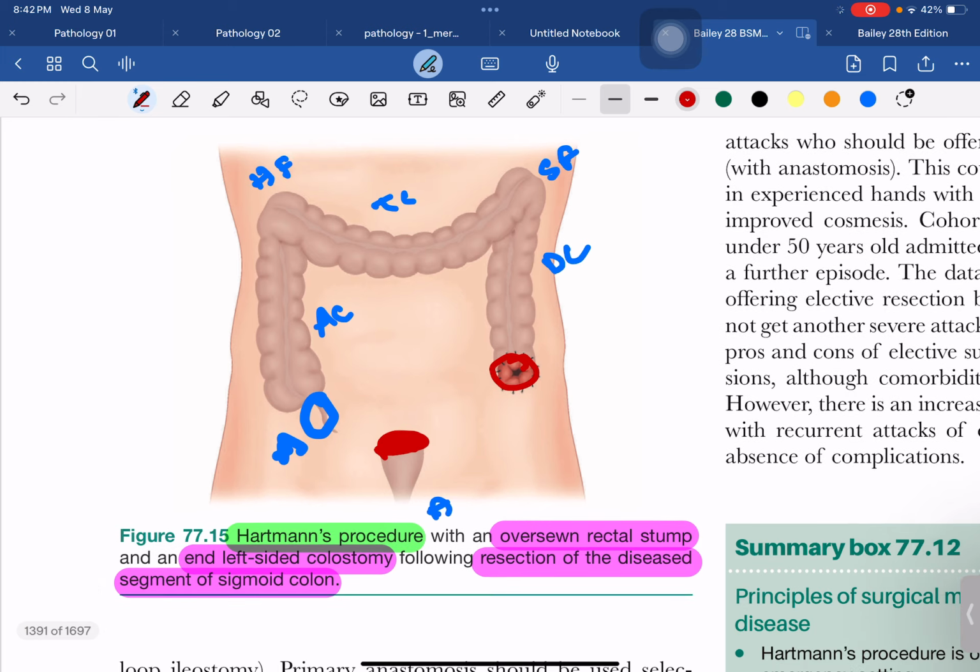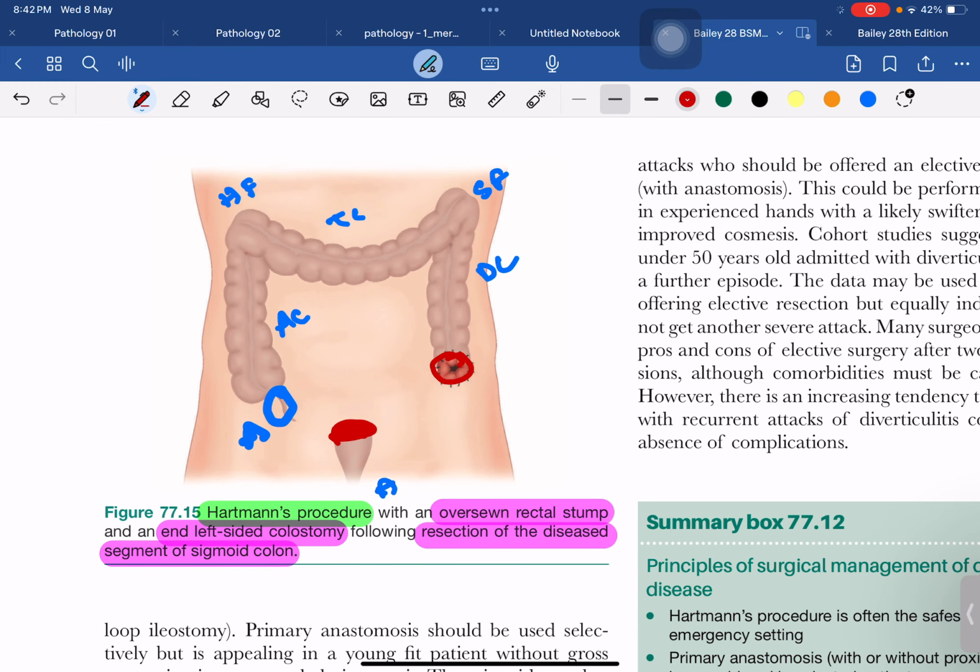In this figure also, we can see the Hartmann procedure. First of all, there is the resection of the diseased segment. Second, there is the rectal stump closure, or oversewing of the rectal stump, and the last one is the end left-sided colostomy. So these are the three important components of the Hartmann procedure.